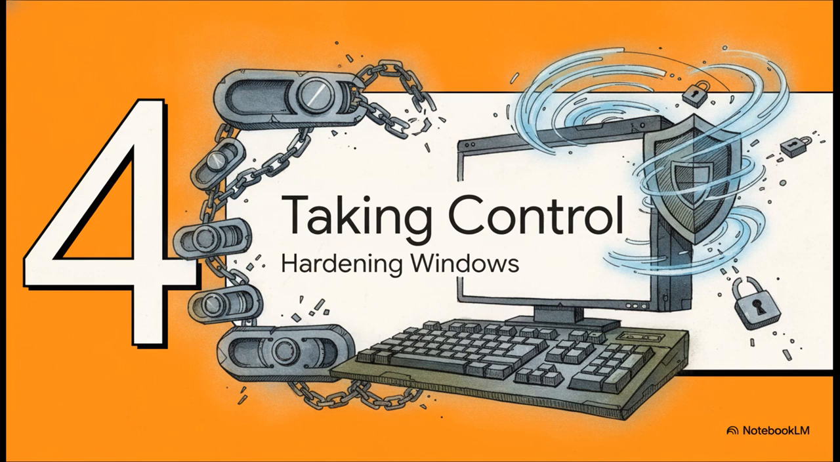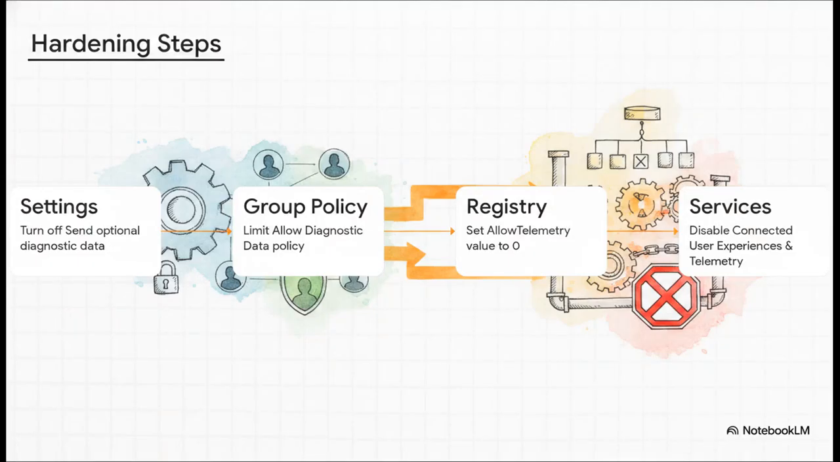Section 4. Taking control, hardening Windows. So with that reality check out of the way, how do we actually secure our digital footprint? If the toggles are illusions and the registry edits are limited by our Windows edition, what concrete steps can we take to harden our workstations?